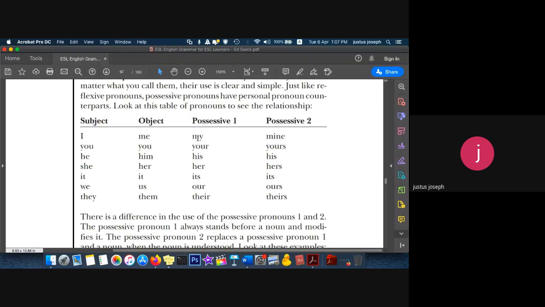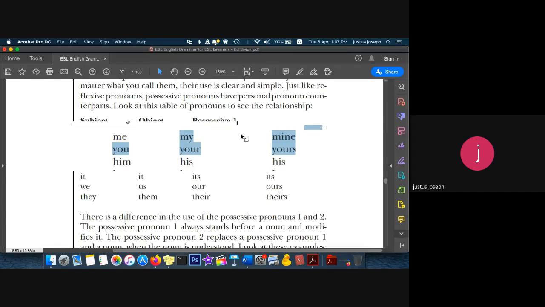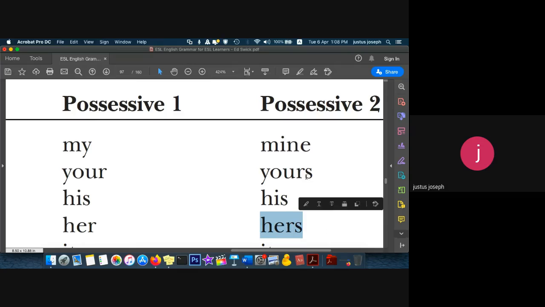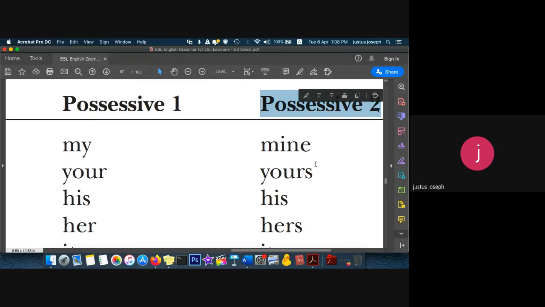Look at the list again. My, mine, your, yours, his. It is already ending with S, right? So I cannot possibly put an S here again. So it remains just like that. His remains his. Her, hers. See? So what are we doing? We are just making sure that it ends with an S. That's all. The second form of possessive ends with an S. That's what it's doing.